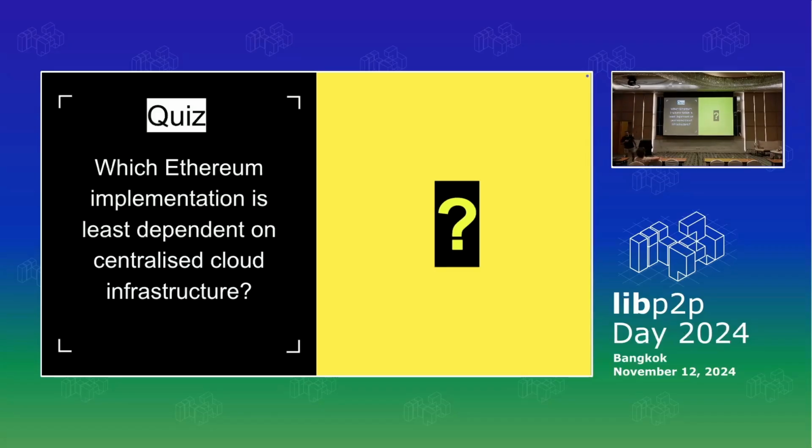What, sorry? So it would be Nimbus, Prism, Lighthouse, Lodestar? Geth? Oh, I mean consensus clients. Prism, okay. I have Prism. What did you say, sorry? Nimbus, okay. Actually, that's right.